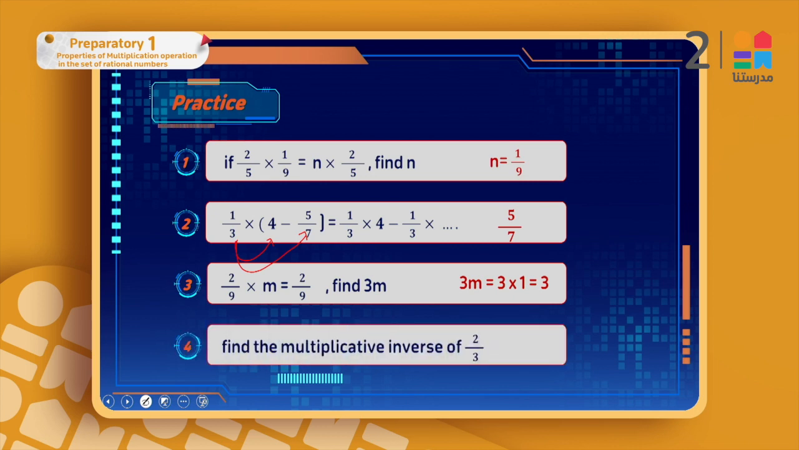Number 4. Find the multiplicative inverse for 2/3. As we said, we need to switch or flip the fraction. It's written as 2/3. So when we flip it, it becomes 3/2. Let's solve some exercises on the glass board.